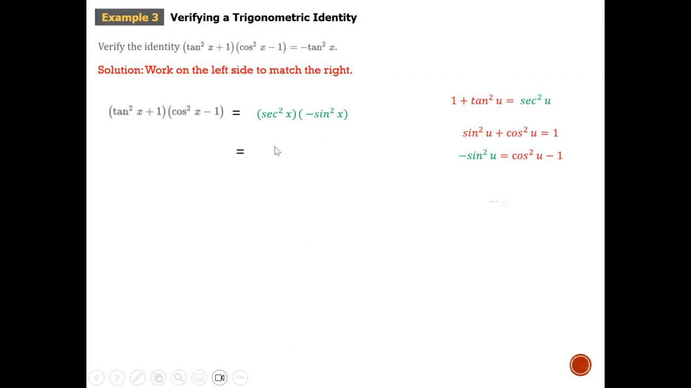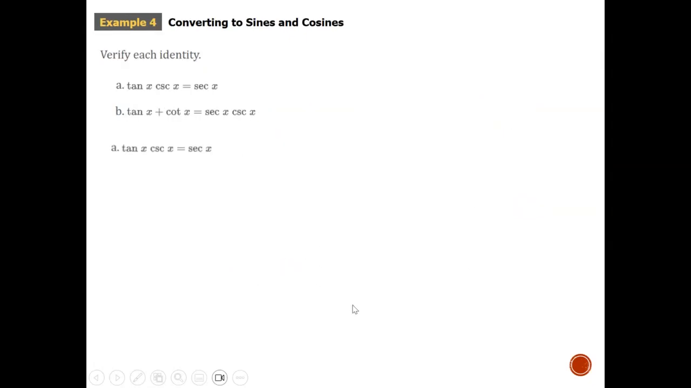Now secant squared x is going to give us 1 over cosine squared x times negative sine squared x. If we multiply these, it's going to give us negative sine squared x over cosine squared x, which is equal to negative tangent squared x. So negative tangent squared x is my result. Okay, that's my answer.